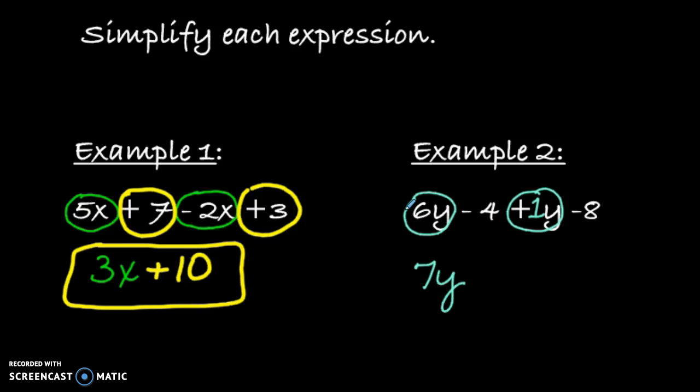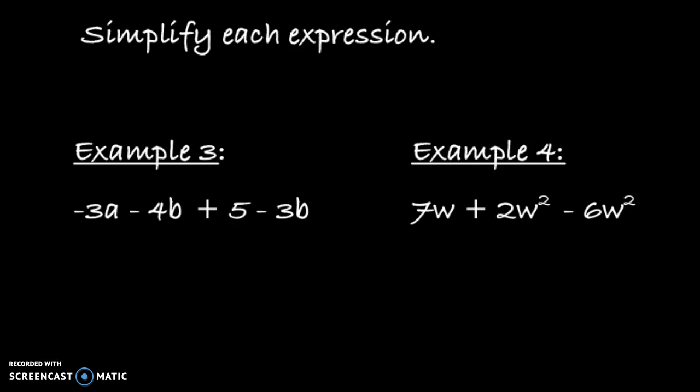And then if I look at my numbers, then again, I'm going to say I don't have a different color, so I'll do a different symbol this time. I do, but you might not. So let's do like a squiggly sign here. I've got a negative 4 plus a negative 8, so that equals negative 12. And while you could put plus negative 12, it's going to be more traditional to write 7y minus 12.